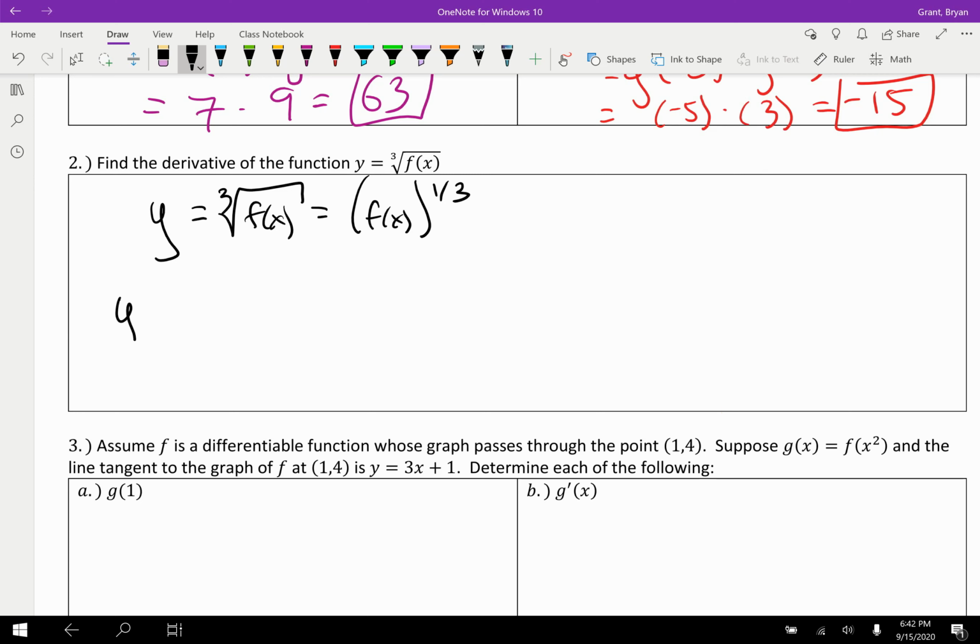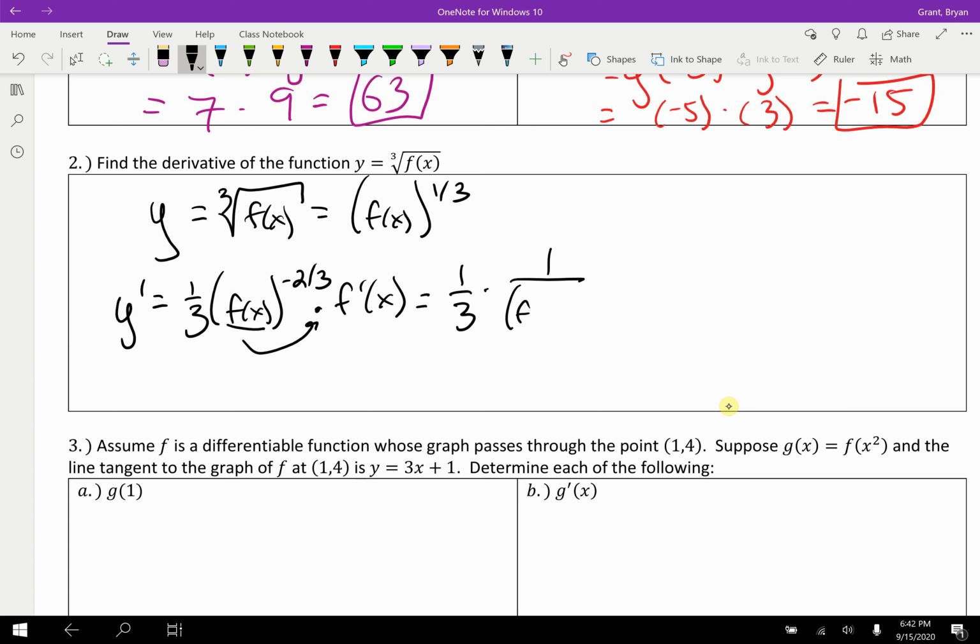Y prime is going to be, we bring the 1/3 down, f of x stays the same, to the negative 2/3, right, 1/3 minus a whole, and we're not done here. That chain rule, we need to take f of x and multiply by the derivative of f of x, f prime. We can clean this up quite a bit further, in a couple steps. We're going to get 1/3 times 1 over f of x to the positive 2/3 times f prime of x over 1. And I think this will finish up with f prime of x divided by 3 times the cube root of f of x, and I'll put the square on the outside, mostly because I ran out of room. And there we go.